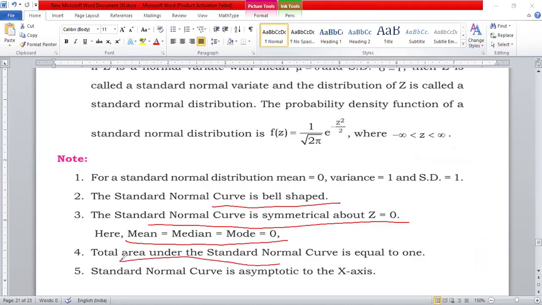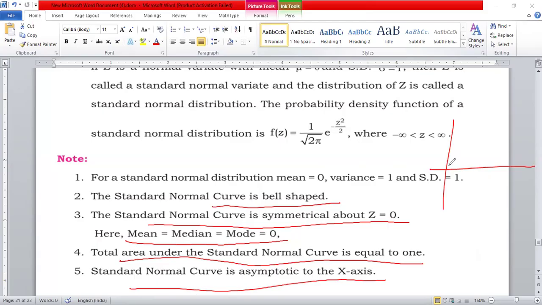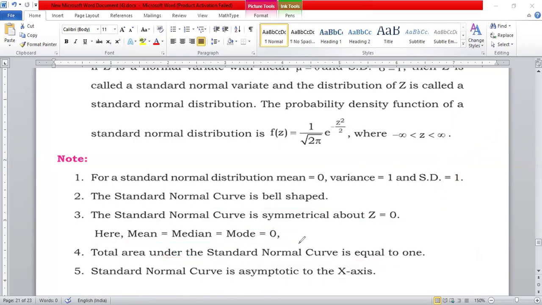Total area under the standard normal curve is also 1, and the standard normal curve is asymptotic to the x-axis. So what is asymptotic to the x-axis? The end point of the bell-shaped curve never touches the x-axis. It is this way: this is the x-axis, and the end point of the curve never touches it, it keeps on going. That is called asymptotic to the x-axis. Very important: variance and standard deviation are the same. In the standard normal distribution, mean, median, mode are 0. For a normal distribution, mean, median, mode are mu.